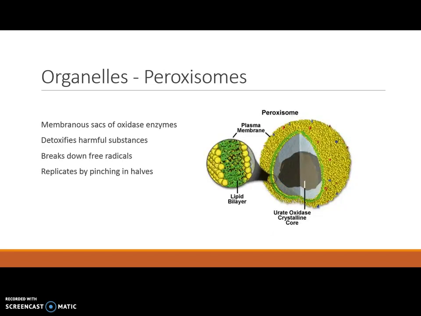Peroxisomes are organelles made up of mostly enzymes. They are responsible for lipid metabolism and chemical detoxification. Unlike the digestive enzymes in lysosomes, the enzymes in peroxisomes transfer hydrogen atoms to oxygen, producing hydrogen peroxide. This is what peroxisomes use to neutralize poisons such as alcohol.